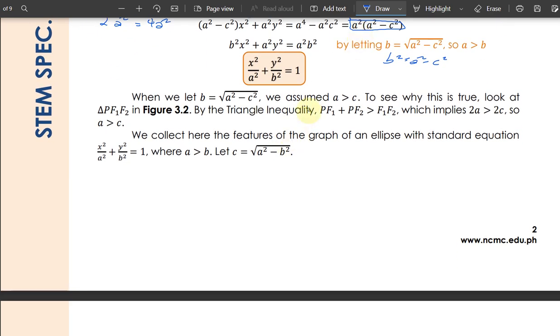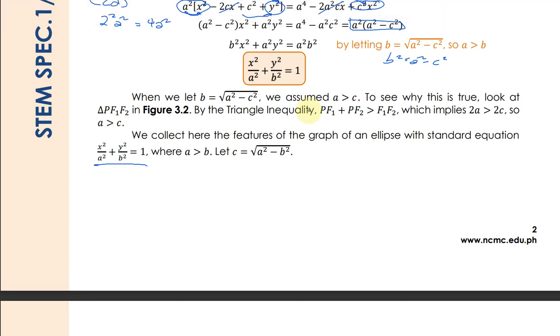So again, this is the standard equation of the ellipse: x squared over a squared plus y squared over b squared is equal to 1, and a is greater than b. Then c is equal to the square root of a squared minus b squared. We cannot have b larger than a, because if you subtract, it becomes negative, and we cannot take the square root of a negative number. Our answer should always be positive, meaning the value of a should be greater than b. So a is greater than b.